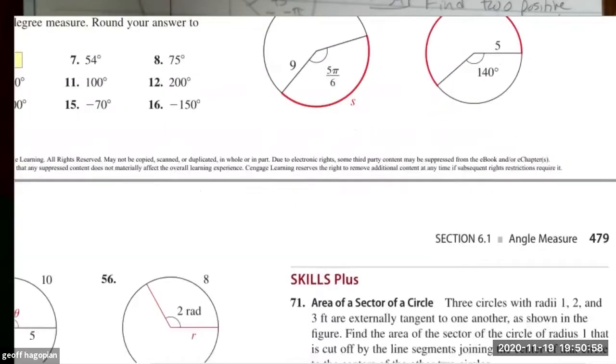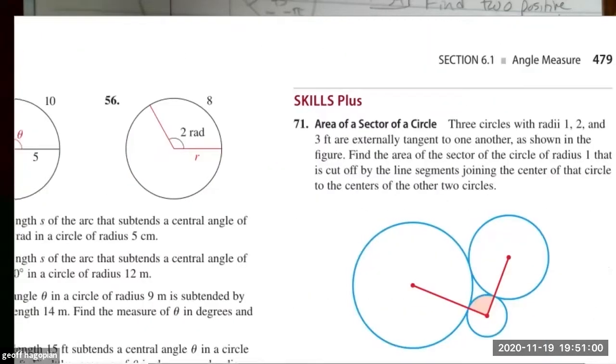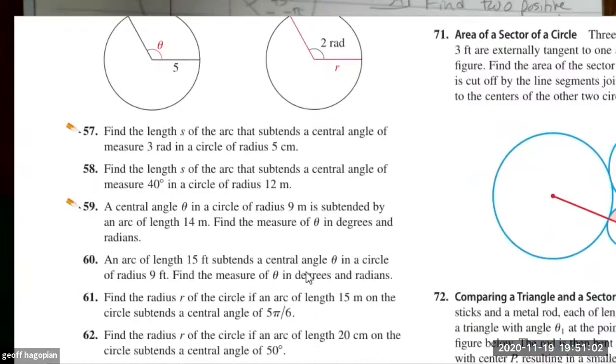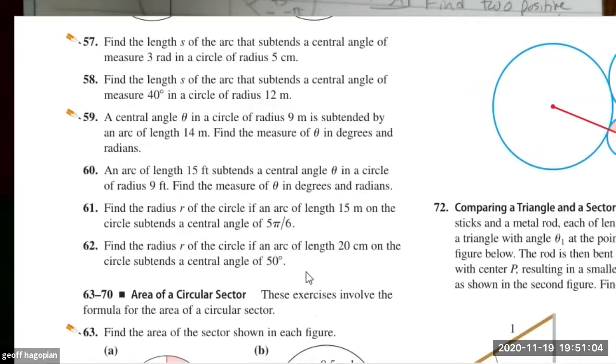A few more like that. How about 62? Find the radius r of a circle if an arc of length 20 centimeters subtends a central angle of 50 degrees. Okay, so that's number 56. Oh, sorry, 62. Number 62. Let's take that over to the workbench here.